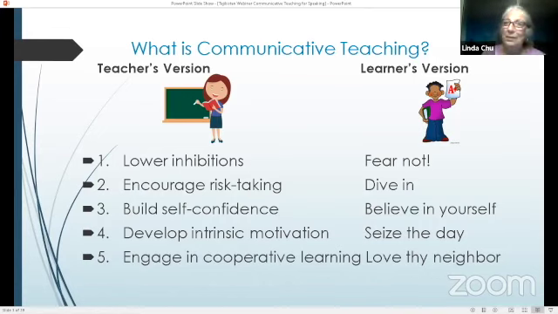We want to encourage them to take risks with the language. We're trying to build their self-confidence. This is a big part of language teaching. Your students have to believe that they can do it. They develop the motivation intrinsically, or inside of themselves, the desire to learn the language. And we want to encourage cooperative learning. What does that mean? It translates usually in the classroom into group work and sharing. It's a kind of shared knowledge rather than just an individualized knowledge.